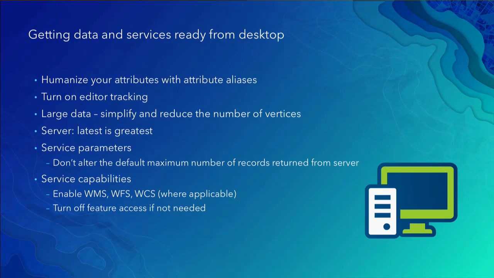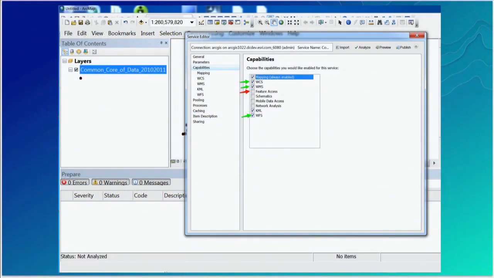We recommend you turn off feature access if it's not needed. It adds cost to how much performance and time it takes to download a data set from your server. So if you don't need to use that feature, then turn that feature access off. Those are all here on the capabilities screen. So if you want different data formats, you can check them on. And again, turn off feature access if you do not need it, because it'll make things faster.